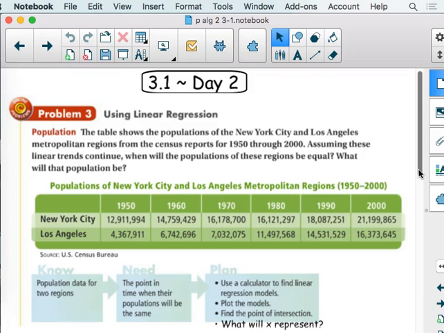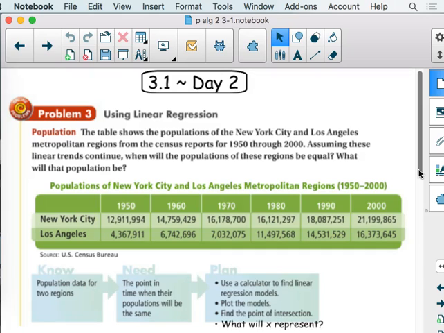So this says we've got a population. The table shows the population of New York City and Los Angeles metropolitan regions from the census reports from 1950 through 2000. Assuming these linear trends continue, when will the population of these regions be equal? What will that population be? That's why we have to see those lines, because they want to know when do they match? When are they equal to each other? And we can only see that if we can get this graph.